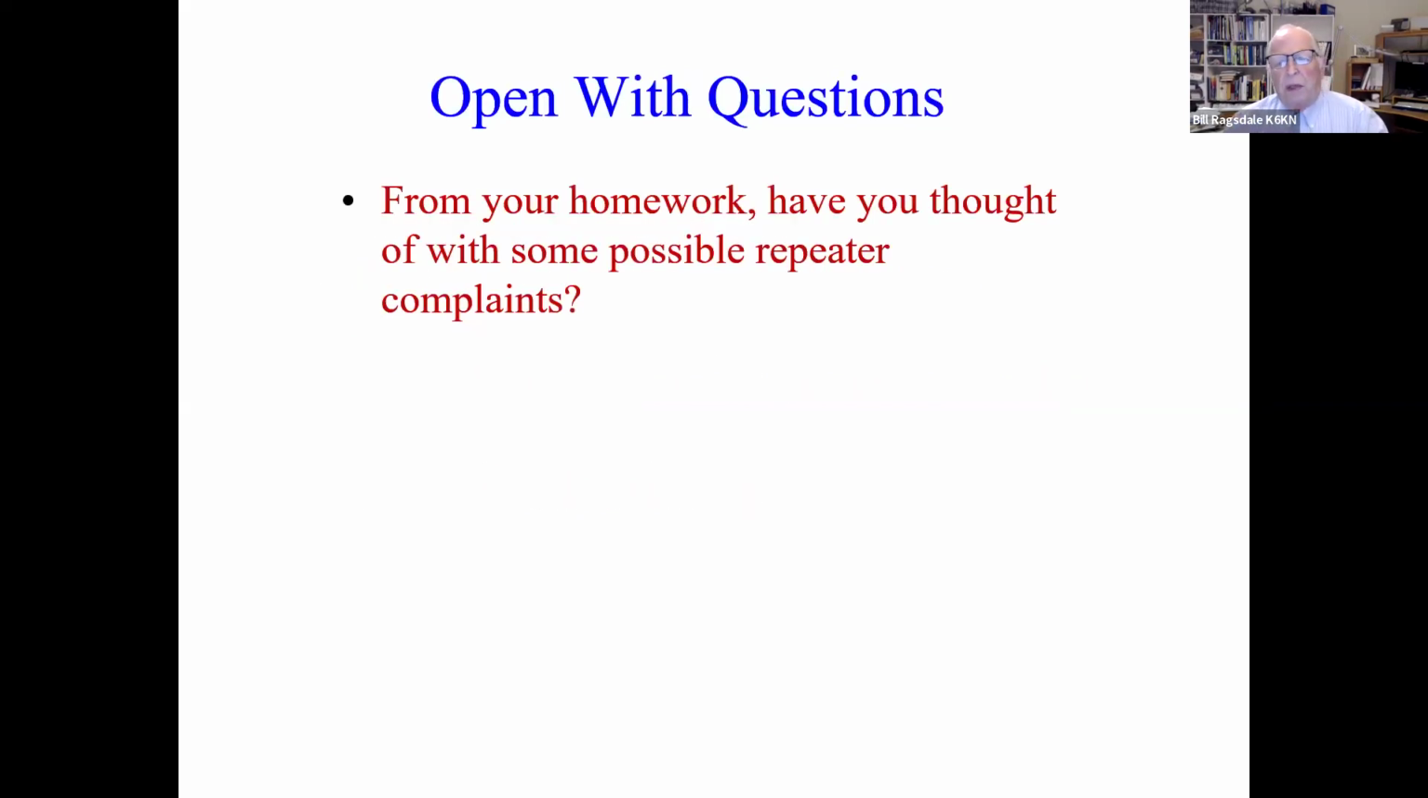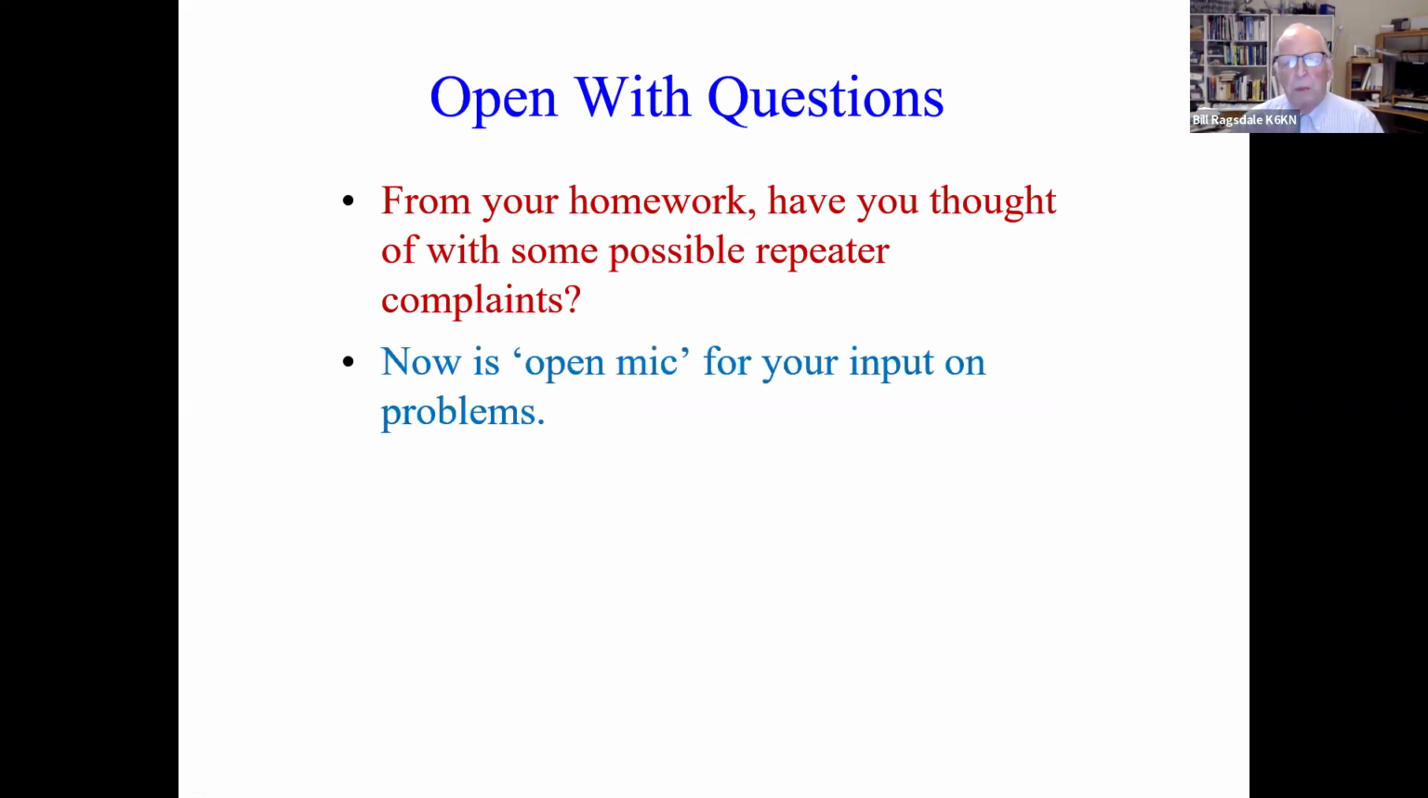So think of any questions that you have on what could go wrong with a repeater. What kind of problems could you encounter? And for the next little bit, this is going to be an open mic. So we're going to go back to the attendees. Please give me some of your ideas on the things that can go wrong with a repeater.